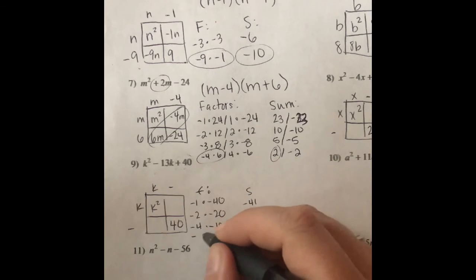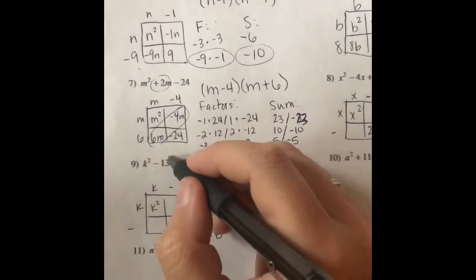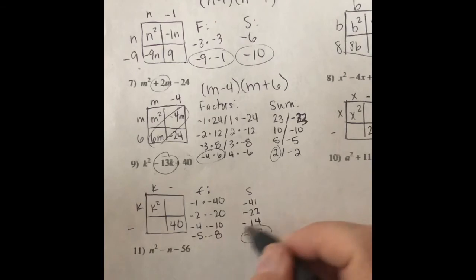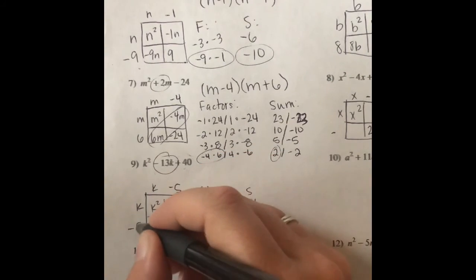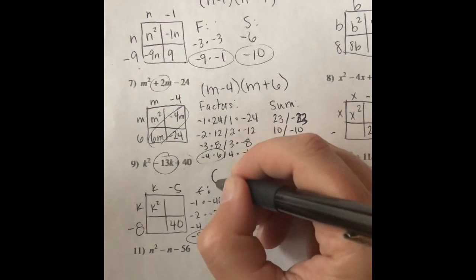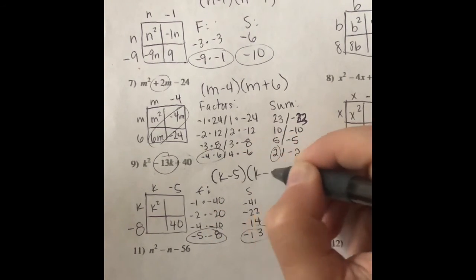We have negative 5 times negative 8, which is going to give us a sum of negative 13. All right, and so we're looking for negative 13, so we're going to be using the two terms negative 5 and negative 8. Final answer, k minus 5 times k minus 8.